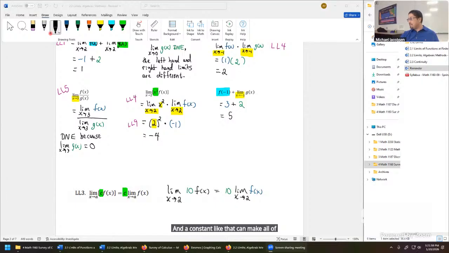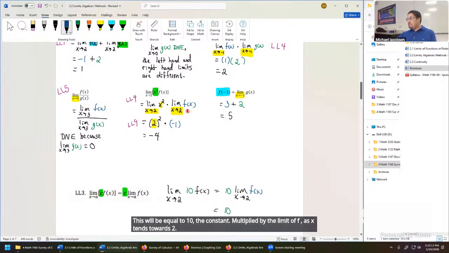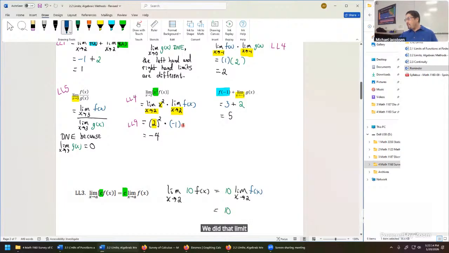in later topics. Let's finish off this problem just because we started. We might as well finish it. This will be equal to 10, the constant, multiplied by the limit of f of x as x tends towards 2. We did that limit once already. Right here, we got a value of -1. So this would just result in a value of -10 altogether.